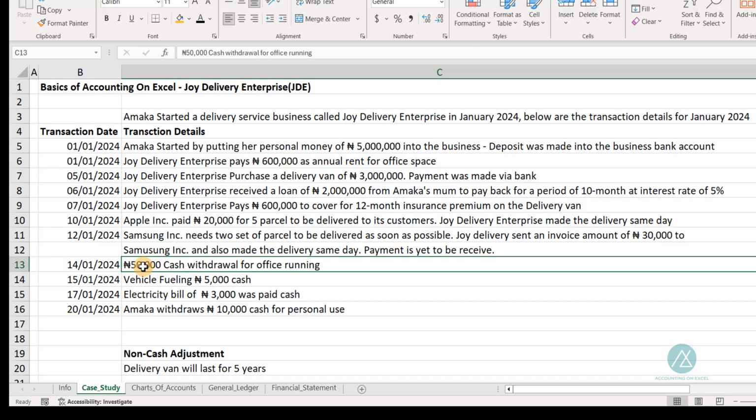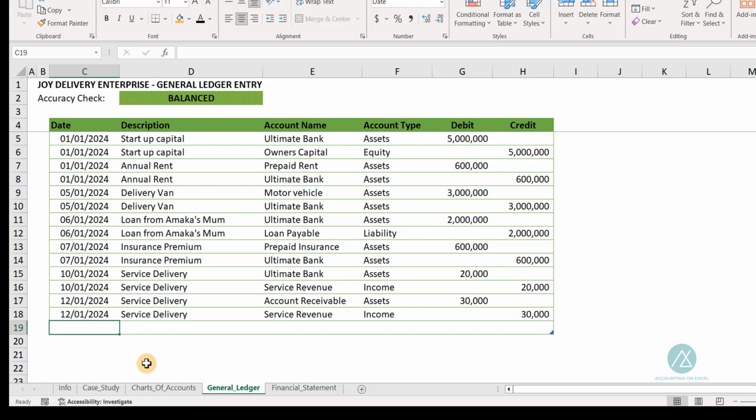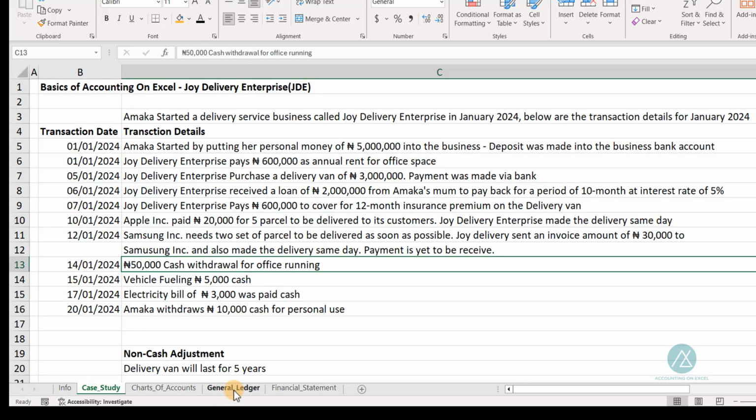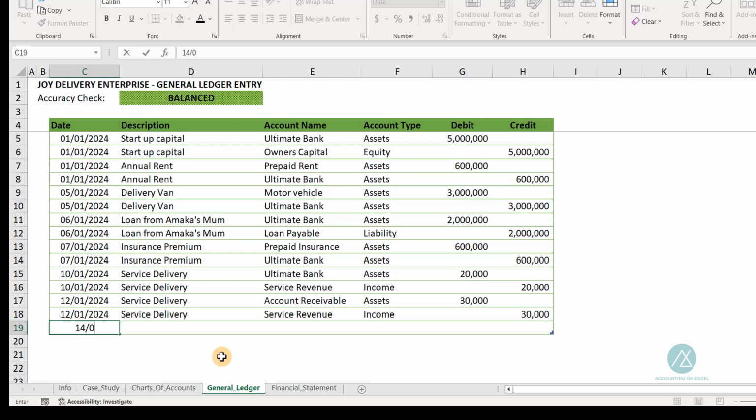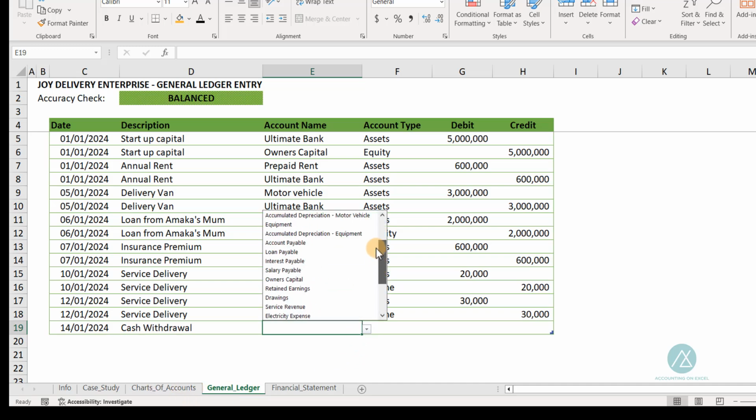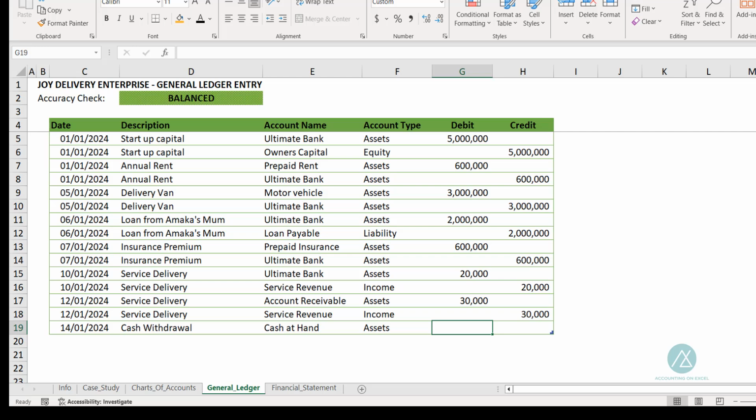Now the next transaction says on the 14th, 50,000 cash withdrawal for office running. So there was a 50,000 cash withdrawal for office running, and that was done on the 14th. So on the 14th of January 2024, cash withdrawal, just put it that way. Meaning that money left the bank into the cash at hand. So first of all, we debit the cash at hand, that will increase because whatever will increase our assets is debit. So we debit it with 50,000.